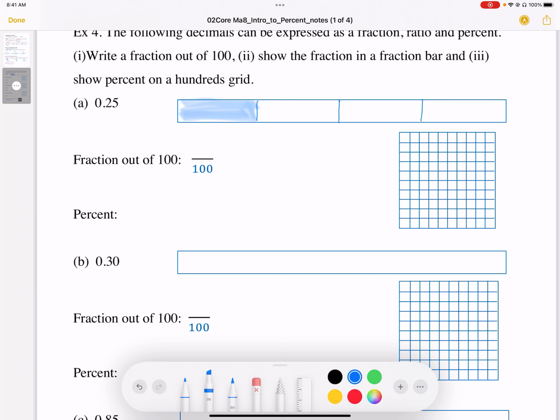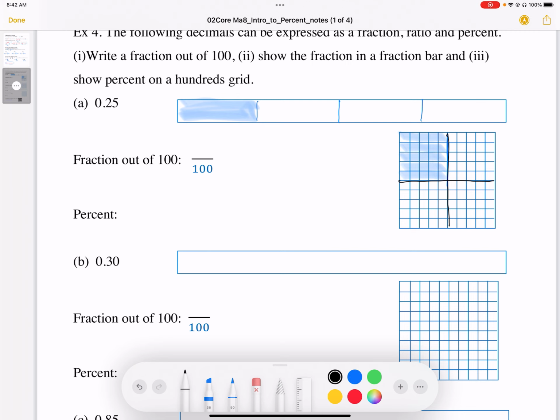On my hundreds grid, 0.25, I know that's a quarter, so I'm just going to split this up into quarters like this. Now you could do it any way you like. You can do 25 as two strips of 10 and a strip of 5, but I'm going to do 25 as 5, 5, 5, 5, 5, groups of 5 on a hundreds grid. So it looks like 1/4.